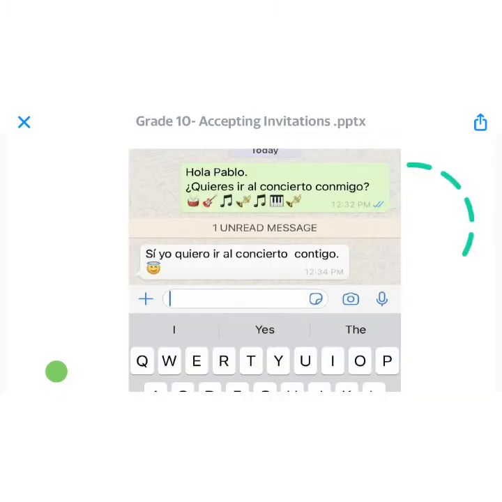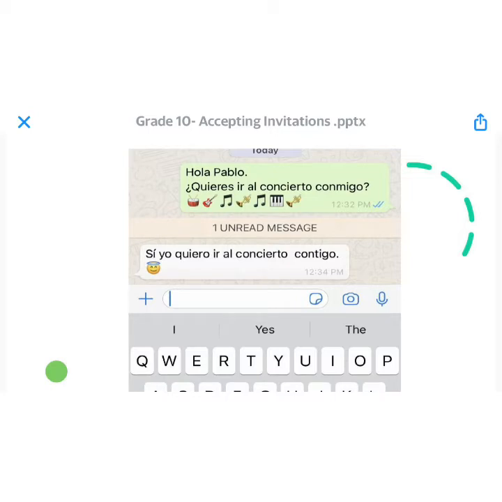Now Angela says to Pablo, Hola Pablo, ¿quieres ir al concierto conmigo? What do you think this means, students? If you said, do you want to go to the concert with me? Then you are correct.